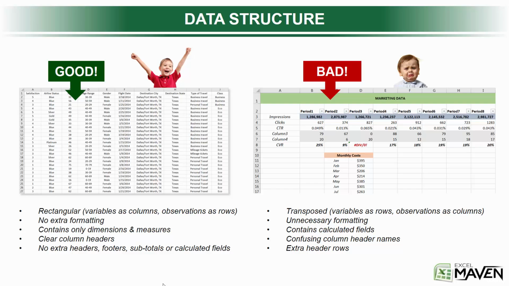as columns. It might be laid out in an unstructured or non-rectangular way, or maybe it contains unnecessary formatting, calculated fields, misleading column names, or extra header rows. The bottom line is that the only role your source data needs to play is to store the raw values for your pivot table to analyze. Your best bet is to keep things clean and simple and apply your formats and calculated fields using the pivot table itself.